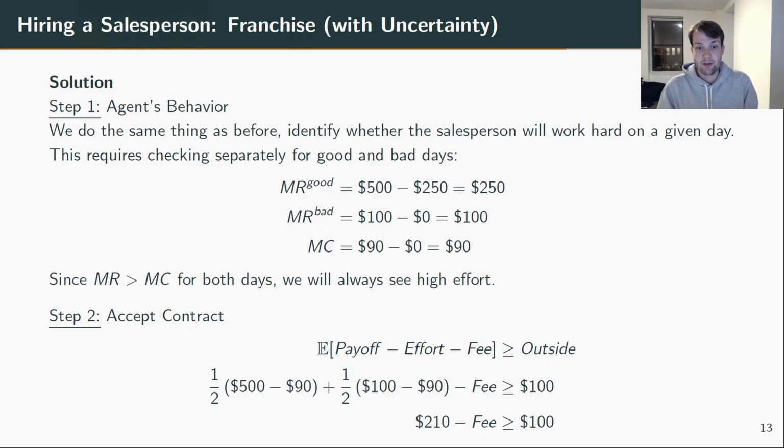How do we make sure that they accept the contract? Well, now there's uncertainty, so what matters is the expected payoff. The expected payoff is however much money they make from the business, right? It's a franchise, so they keep everything. Subtract the cost of effort, subtract the fee. Since we have equal probabilities, with a half probability, it's going to be a good day. They're going to make 500, have an effort cost of 90. And then again, a bad day, probability of a half, they make 100 and have an effort cost of 90. And from that, they pay the fee, and that must be greater than the outside option of 100.